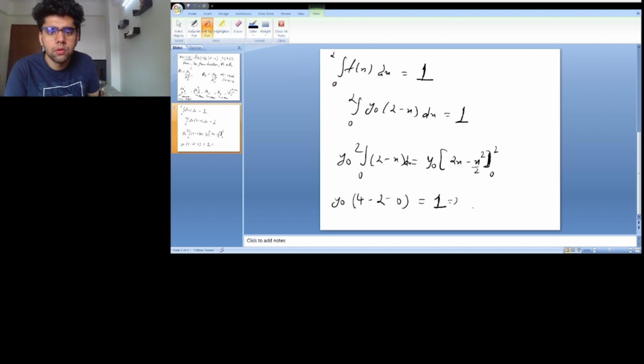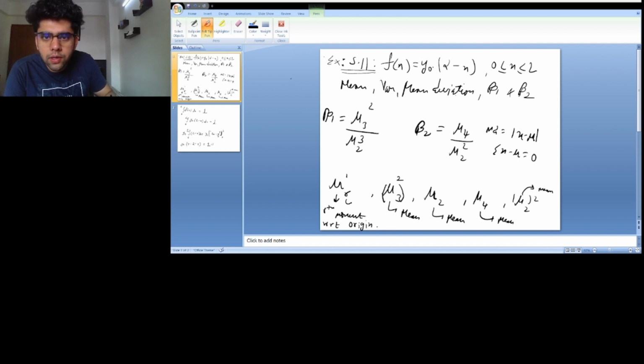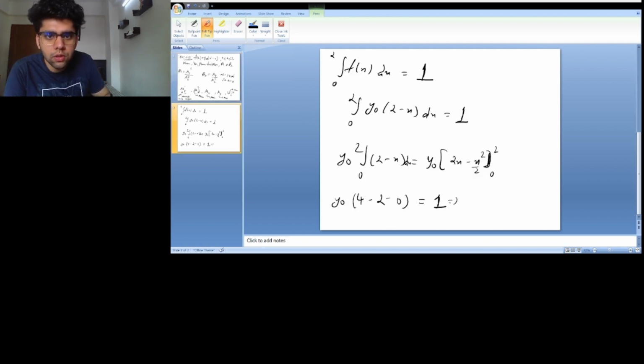Wait a minute, 2x minus x square by 2. I've written something wrong. There should be another x here. So let me just change this. This has another x here. So this will change. This will become 2x square by 2, and this will become x cube by 3, because this is x square.